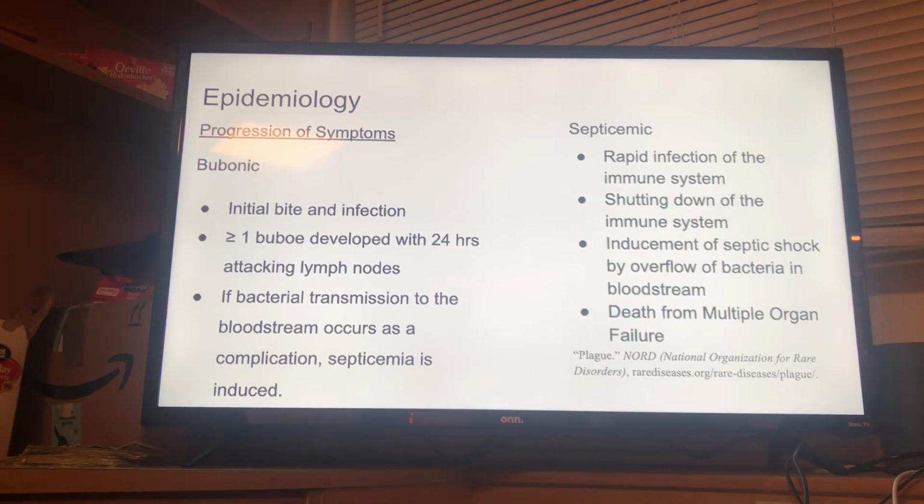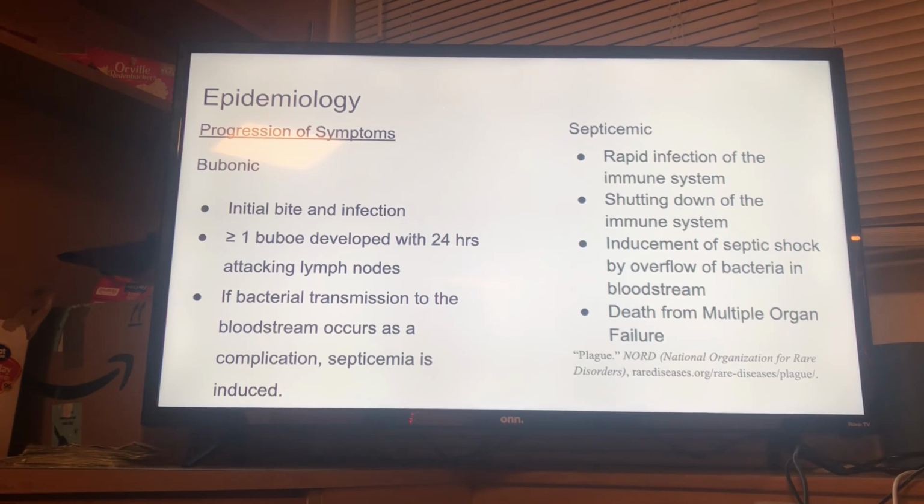A little bit more epidemiology. Here are some symptoms. For bubonic plague, you'll have the initial bite and infection of at least one bubo, which is a swollen lymph node infected with Yersinia pestis, developed within 24 hours. If bacterial transmission to the bloodstream occurs as a complication, septicemia will be induced, which is poisoning of the blood. That really comes from a bubo rupturing and other vessels around it rupturing, and then it can infect that way.